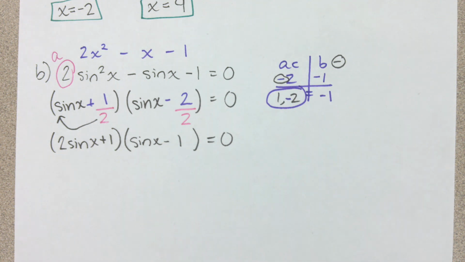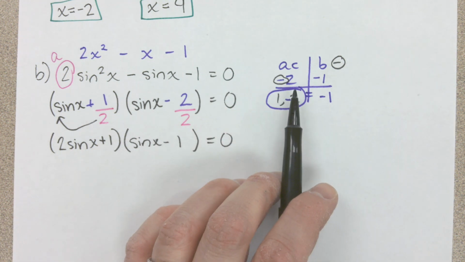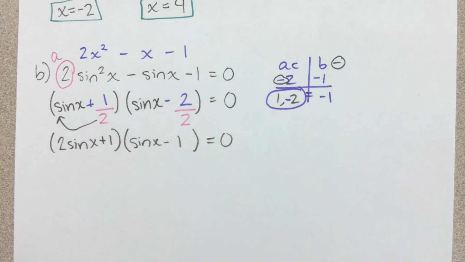Yes? I thought when you circled the 2, you had to multiply it by the c value on the product side. Yep, that's how I got the -2 here. Oh. And then you also come through and divide it later. Okay. Yeah.